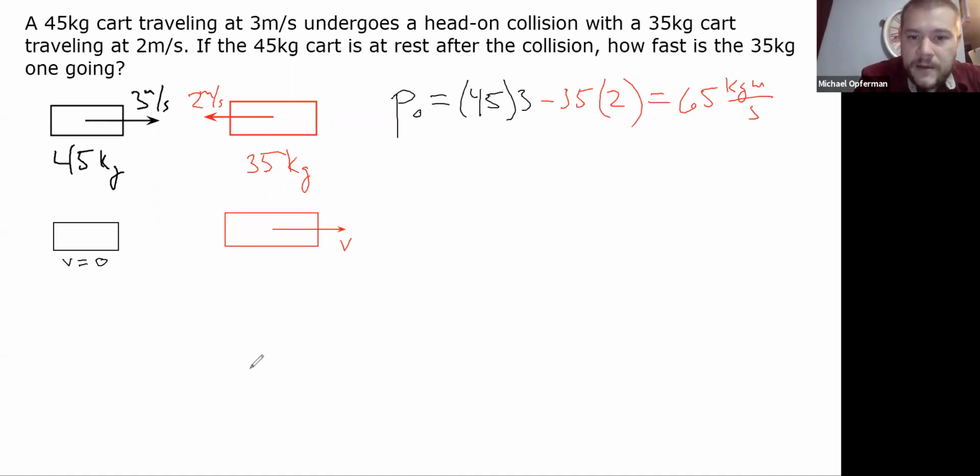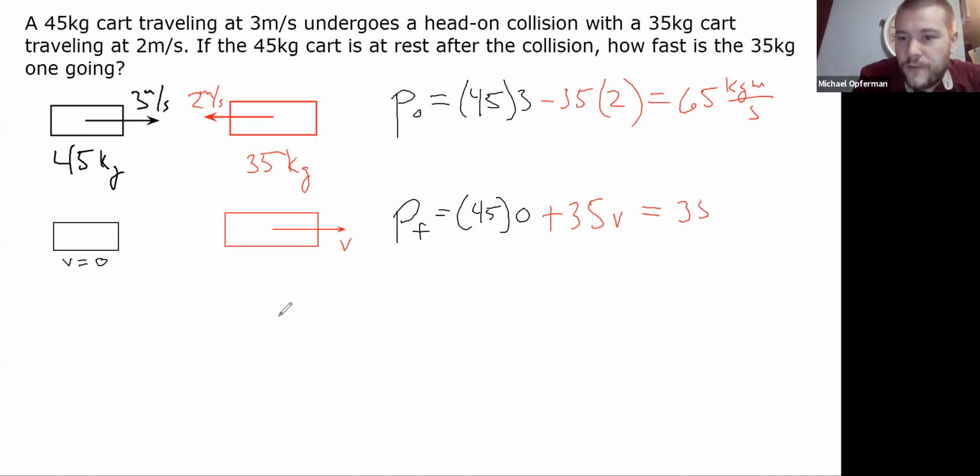And second case down here, final momentum, it's going to be 45 times 0. Of course, something that's not moving doesn't have any momentum. Plus, because I assumed it was going to the right, 35 times V. So this is just simply going to be positive 35V.